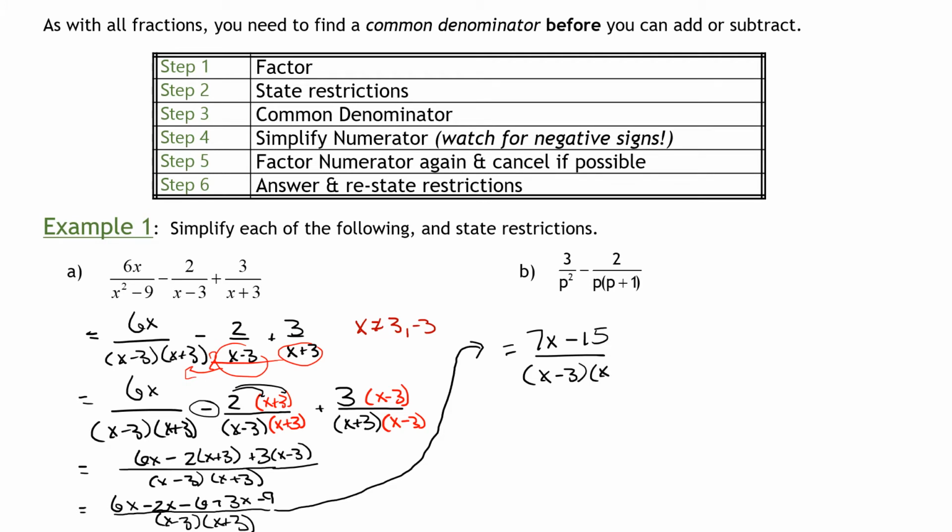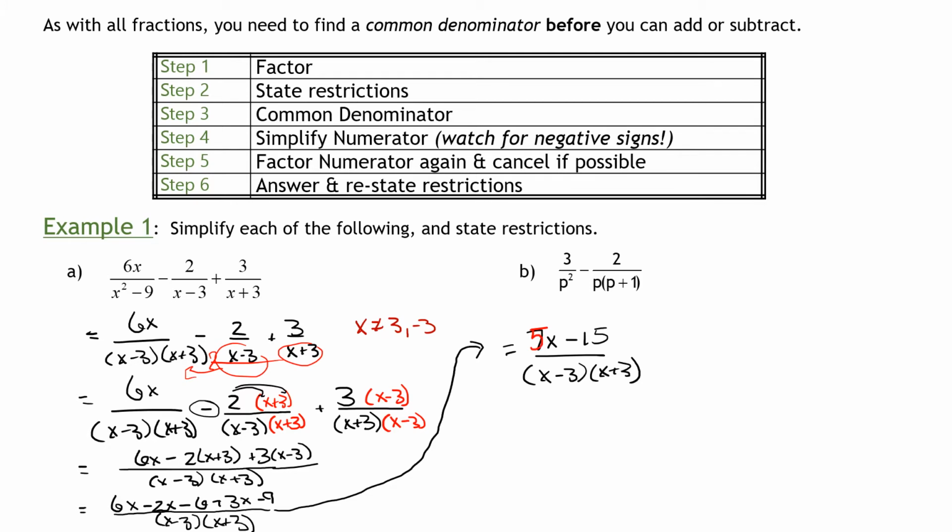And back up at my steps, we simplify the numerator. Factor numerator again and cancel if possible. This step 5 is often not possible, and it's not possible here, right? I can't factor that numerator. But let's just say, let me put another color in here, let's say this were a 5.